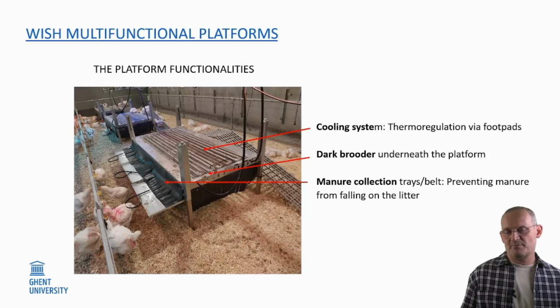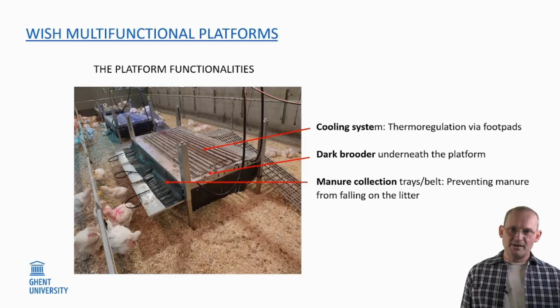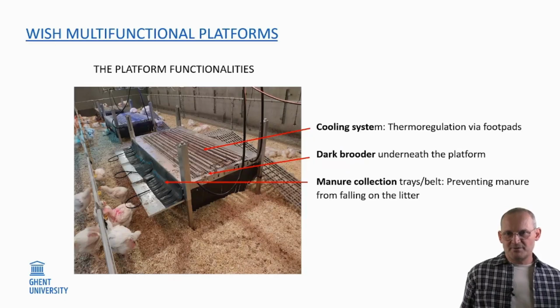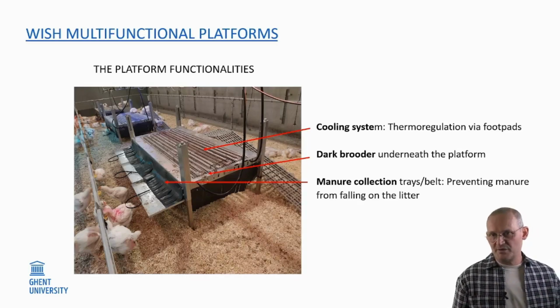And we know that chickens can thermoregulate via their foot pads, so it could be a local way of allowing for thermoregulatory behavior. The area underneath the platform is made dark and warmer and is sheltered by flaps that mimic a little bit a dark brooder under the platform. And that represents a little bit the typical brooding behavior by the mother hen, in which she keeps her chicks under her body, under her wings, and for the chicks that's a safe and warm place to hide.